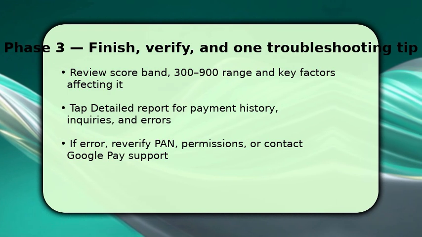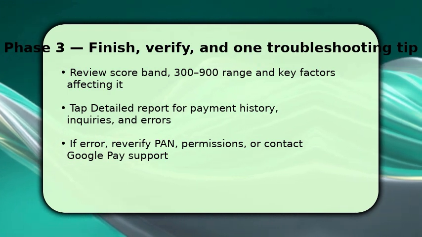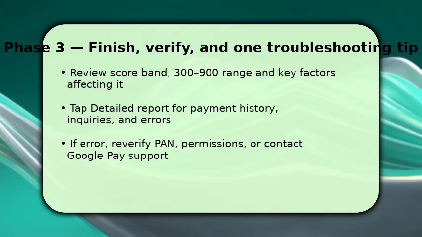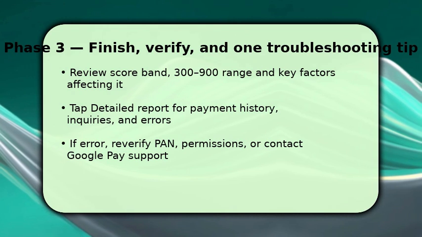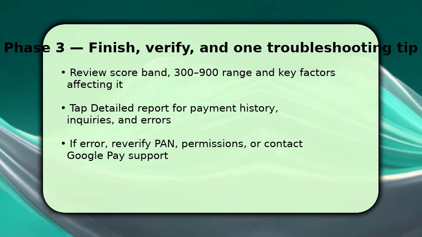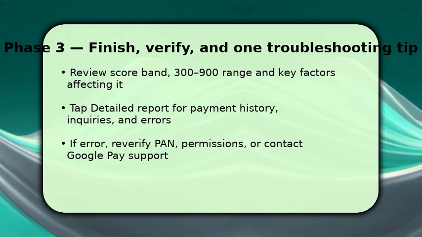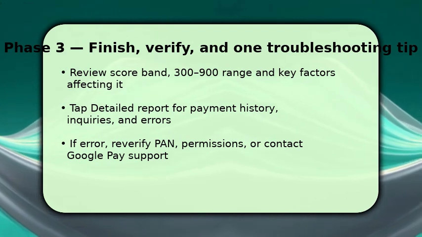If the score fails to load, recheck PAN entry, SMS permissions, and CVV or DOB fields if issues persist. Use Google Pay Help to raise a ticket and mention the exact error text so agents can resolve it faster.